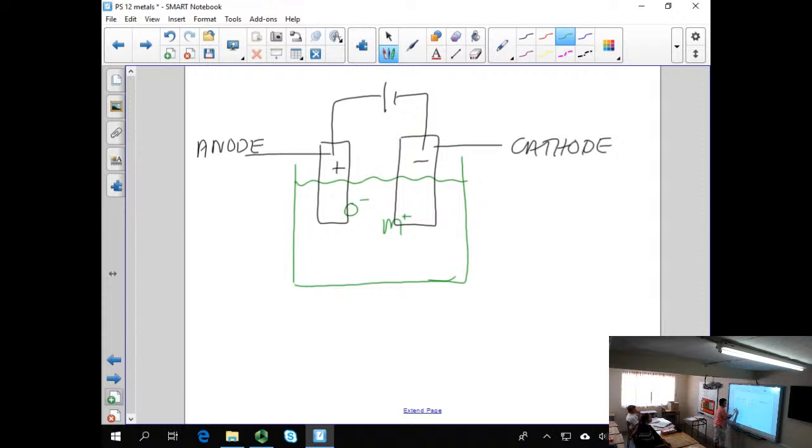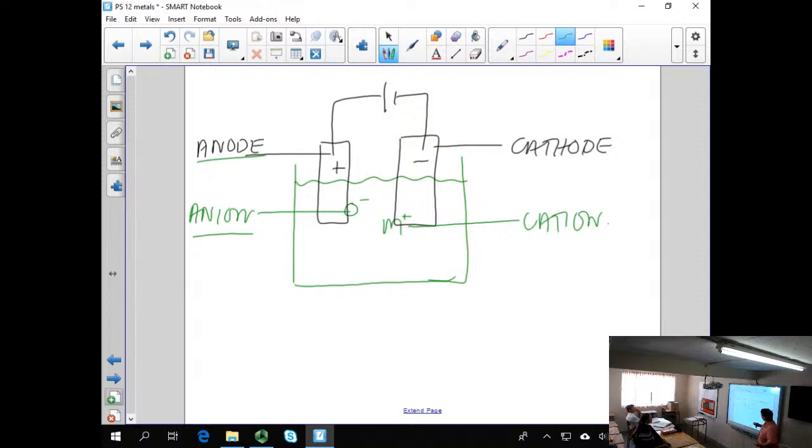The negative particle is an anion. Anions are attracted to the anode. Don't confuse them. The anode is positive, but the anion is negative. Similarly, the cathode will attract the cation.